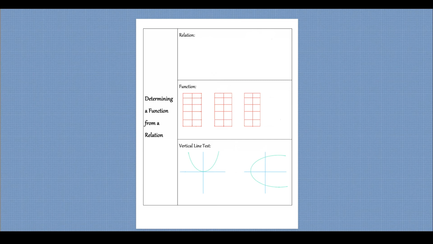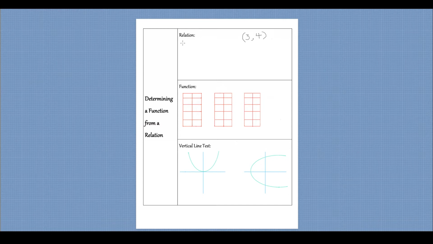Hey guys, so today we're learning about how to determine a function from a relation. A relation is a set of input and output values that are mapped or paired together. So let's say we have a coordinate pair right here, (3, 4). The input is usually seen as the x value of that coordinate, or of any coordinate in a relation.